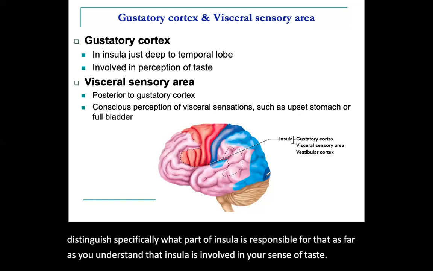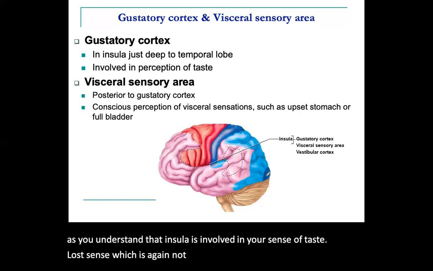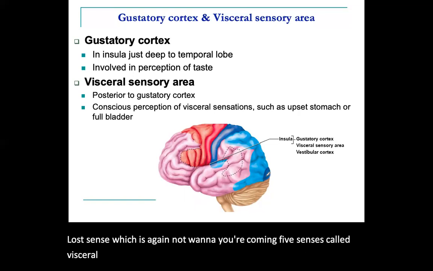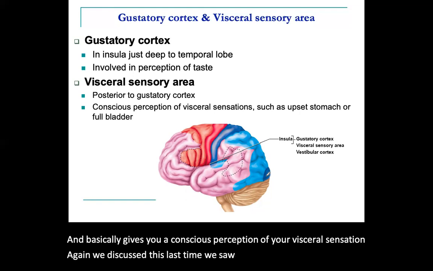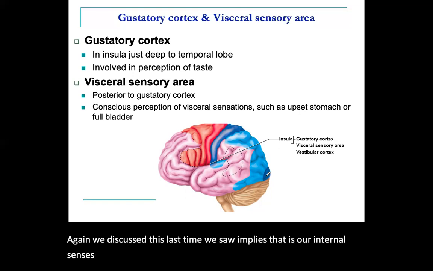The last sense, which is again not one of your common 5 senses, is called visceral sensory. This is posterior to your gustatory cortex. It still belongs to your insula, and basically gives you a conscious perception of your visceral sensation. Again, we discussed this last time. Visceral implies that these are internal senses, such as a stomachache, or your bladder being full.